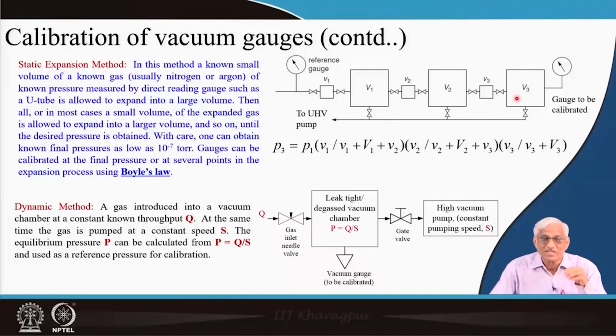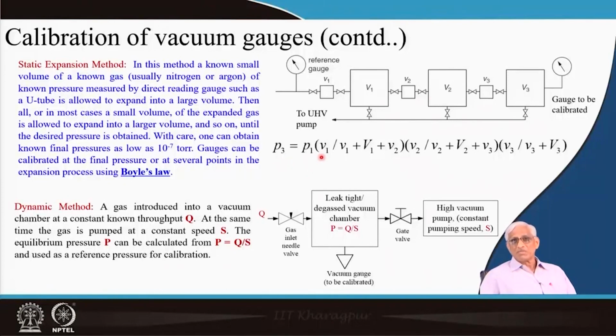It is beyond measurement, and if you connect your unknown gauge, it can be calibrated now using this fixed point. I will not go beyond that because it is school-level stuff. See, for example, this P3, finally after 3 expansions, will be P1 into small V1 by this, and that will be another expansion; everywhere volumetric ratios will come. So, 3 volumetric ratios, initial volume and final volume, will give the multiple expansions with respect to the initial high pressure, which can be measured very accurately.